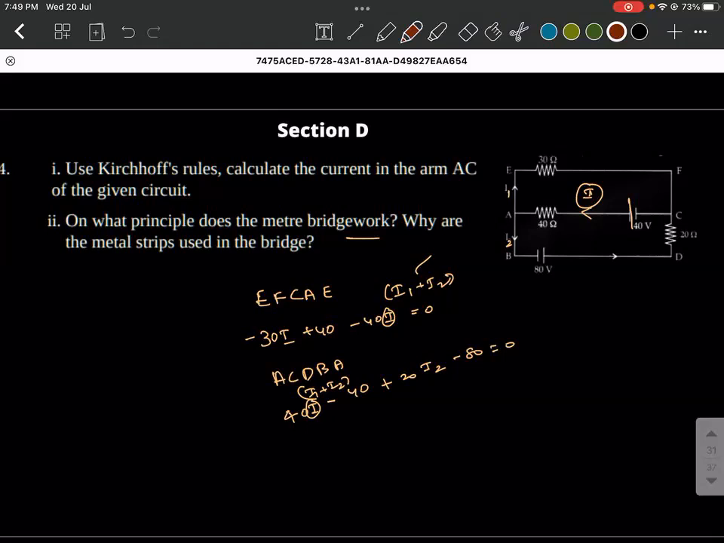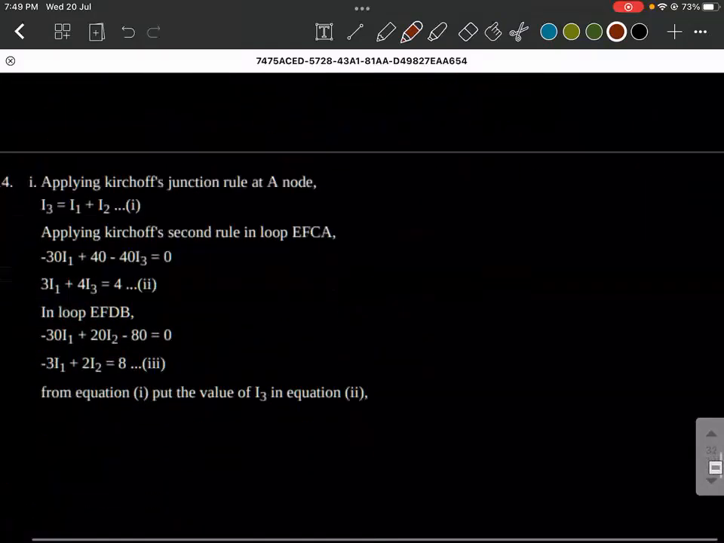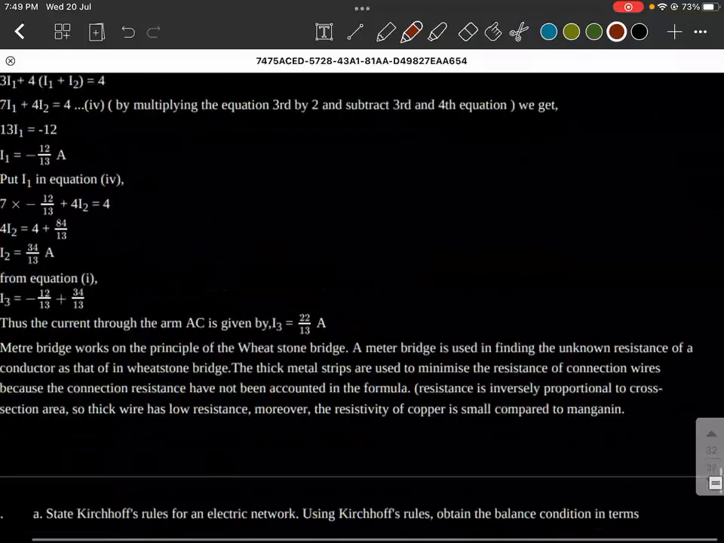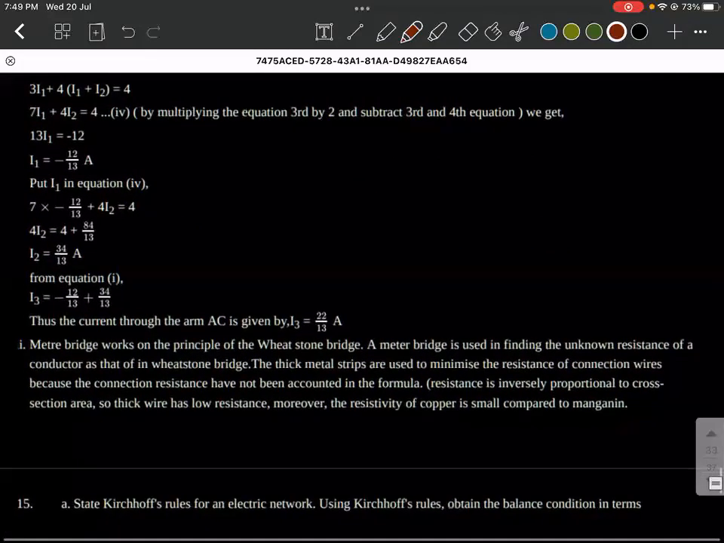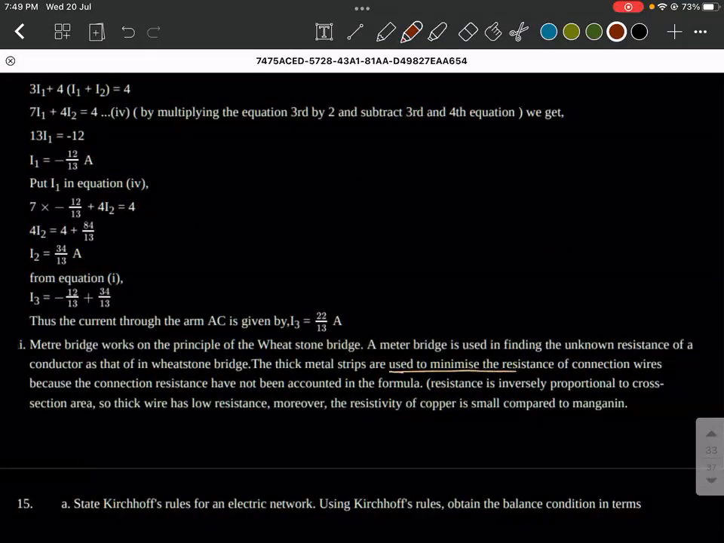So, on what principle does a meter bridge work? Obviously Kirchhoff's law. Why are the metal strips used? So as to reduce resistance. Thick metal strips are used to minimize the resistance of the connection wires. Generally when you take the formula, you don't take the connection resistance into consideration at all. So to reduce that, we use thick copper strips at the end.